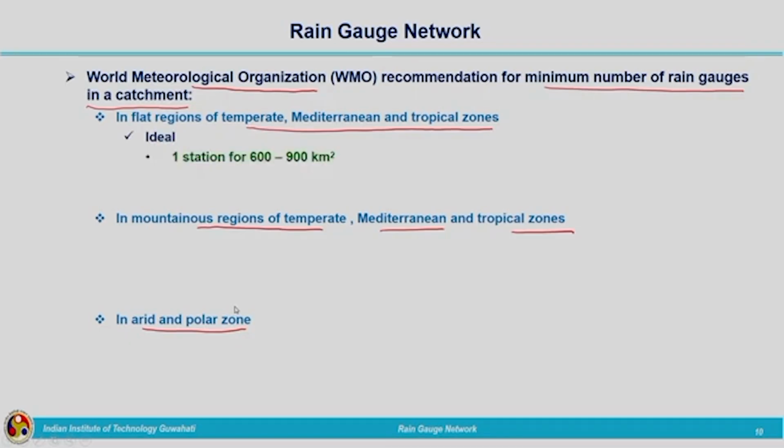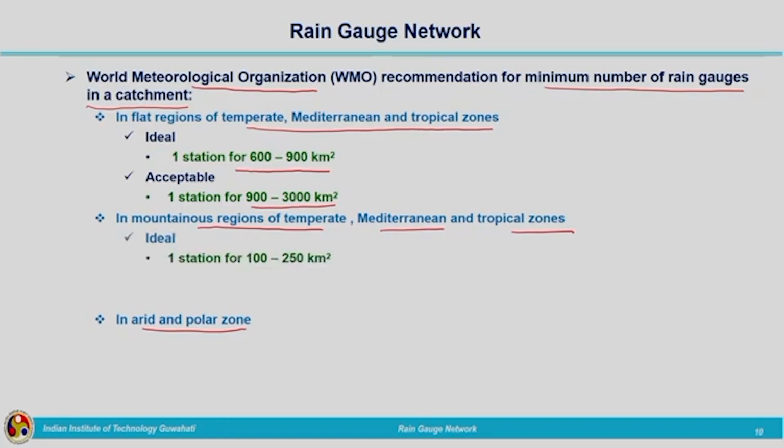The ideal condition is one station for around 600 to 900 square kilometers in a flat region. Even if it does not satisfy the ideal condition, one station for 900 to 3000 square kilometers is acceptable in the case of a flat region. And in the mountainous region, the ideal is one station for 100 to 250 square kilometers.